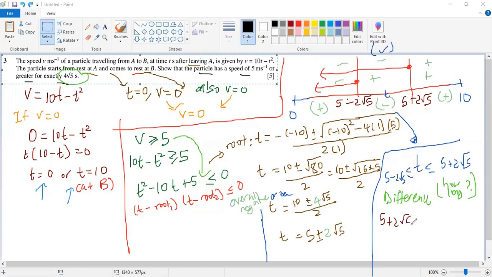So the last part here. 5 plus 2 root 5 minus 5 minus 2 root 5. So when you open the bracket, you realize that this is 2 root 5 minus 5 plus 2 root 5. So the 2 root 5 adds up, and the 5 minus 5 cancels off. So you get 4 root 5 as claimed. Done. Thank you.